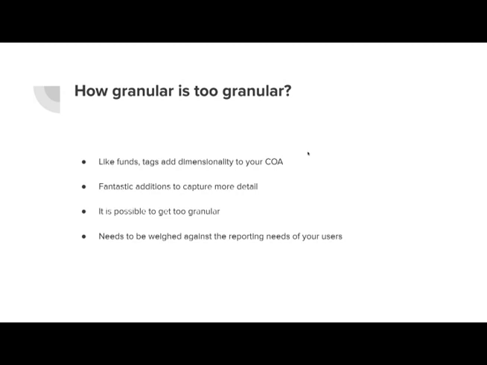If you yourself are a very granular person and you're trying to bake in a lot of detail, but then every month when you go to a board meeting no one asks about that level of detail, it may or may not be important. That's something that you will need to work out with your board.